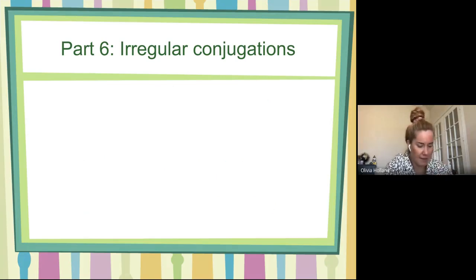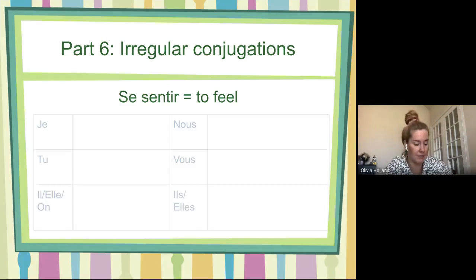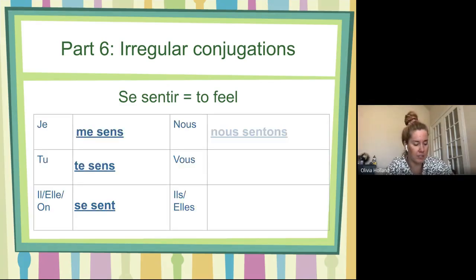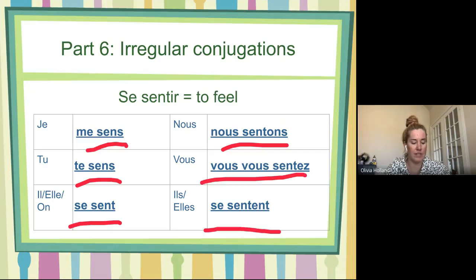I think this is the last one. It's se sentir, which is to feel. So I feel sad, I feel sick, whatever the case is. Here are your conjugations. It's je me sens, tu te sens, il se sent. The T is silent. Nous nous sentons, vous vous sentez, ils se sentent. And that T you pronounce, excuse me.